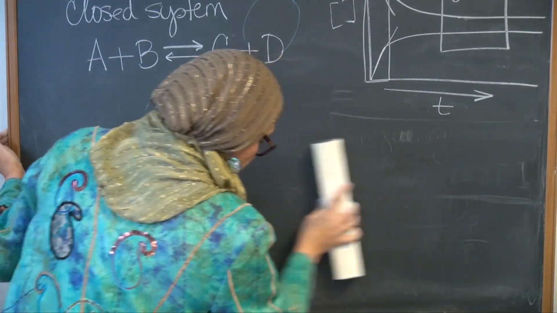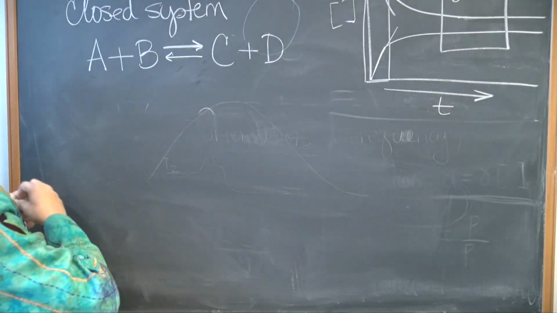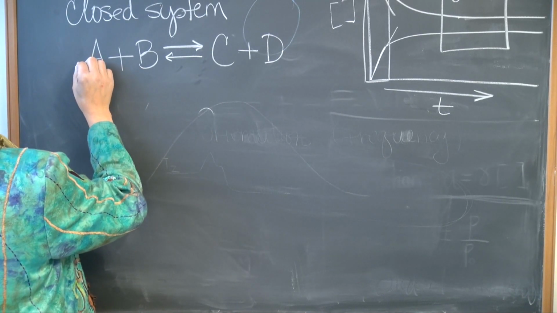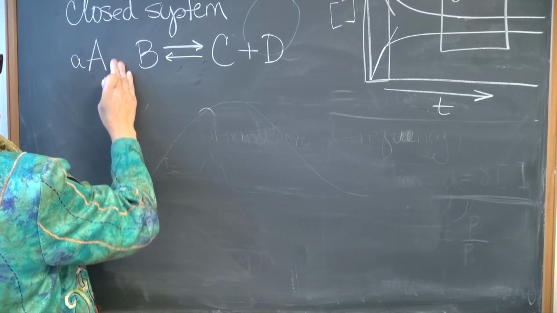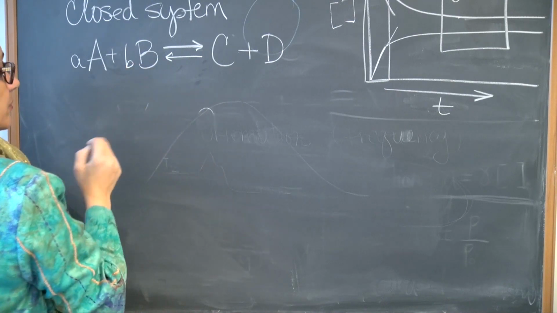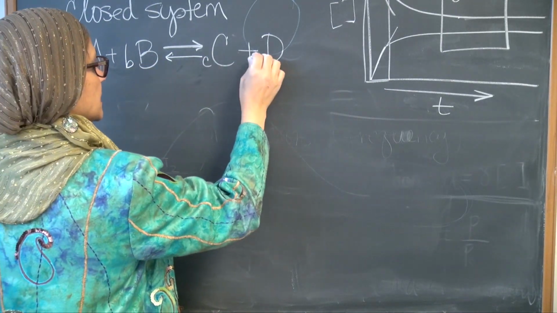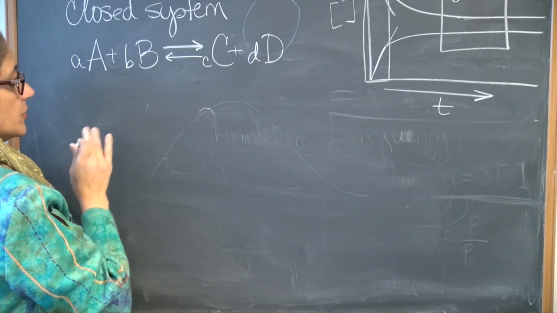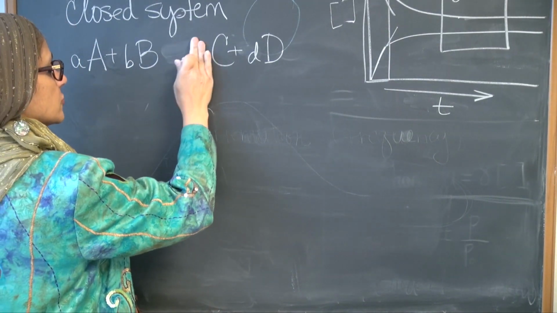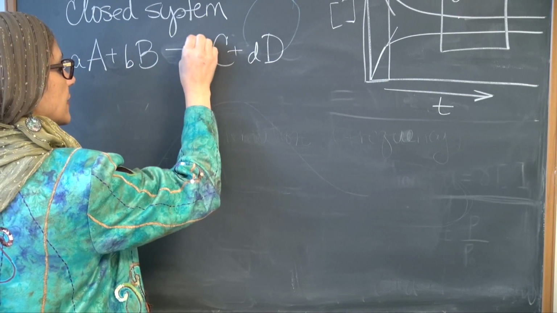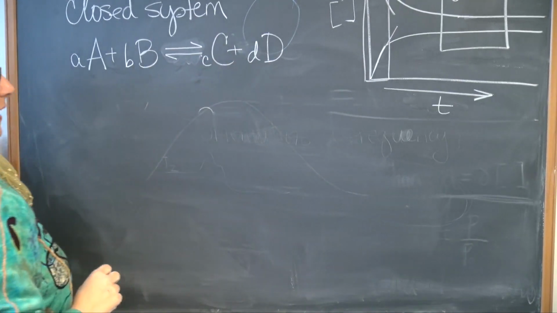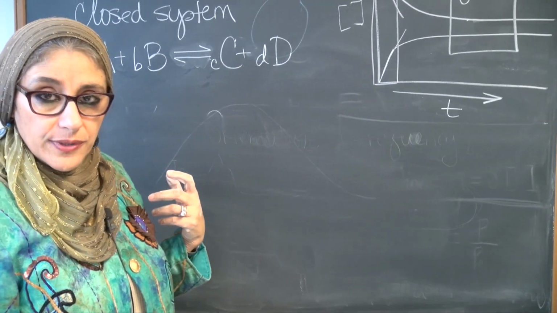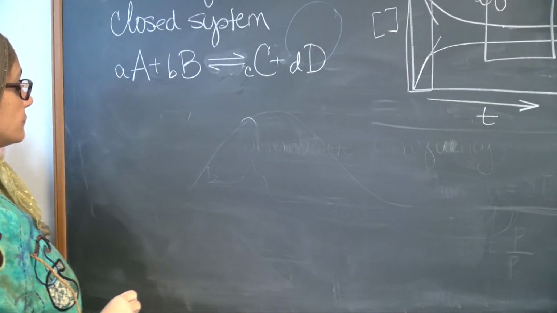So let's write the equilibrium constant for this reaction. Let me change it just slightly. Let's say we have A moles of A plus B moles of B, giving C moles of C and D moles of D. And also, when we're dealing with equilibrium, the arrow is written as half arrows like this. And that means equilibrium. Those are the equilibrium arrows.